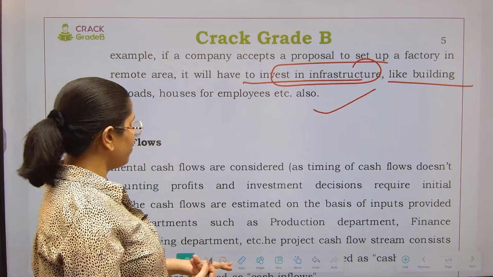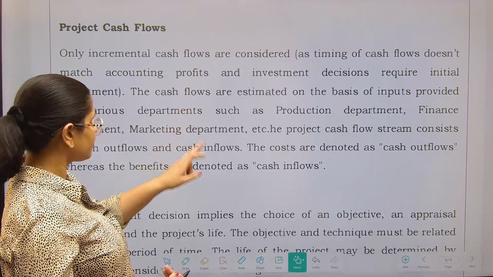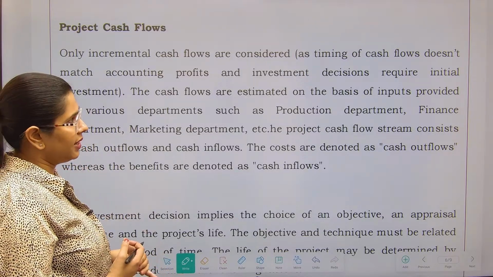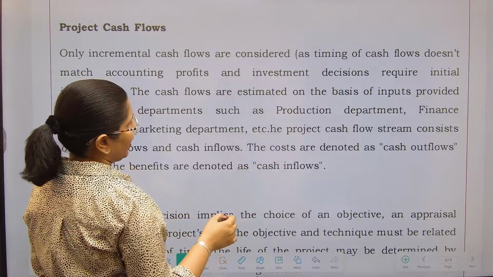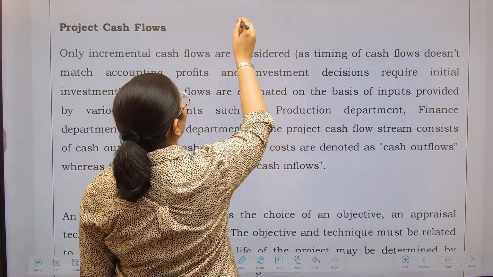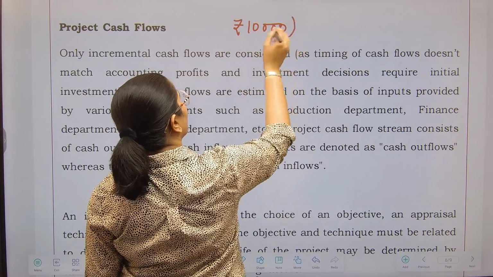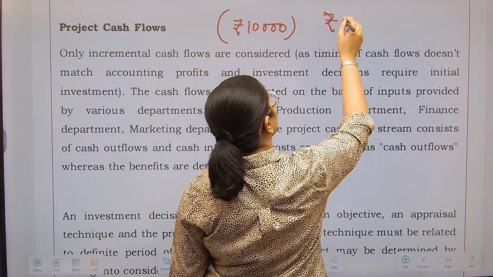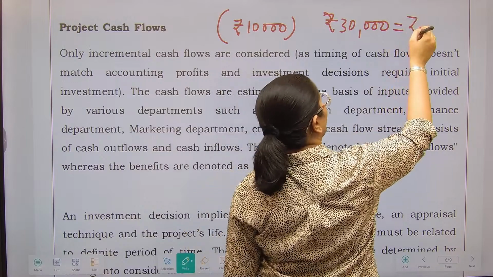Now let's talk about the project cash flows. Only incremental cash flows are considered, as the timing of cash flows doesn't match accounting profits, and investment decisions require initial investment. For example, suppose my cash outflow is 10,000, this is the amount which I am incurring, and I am earning 30,000. So what is my incremental cash flow? That is 20,000 rupees.